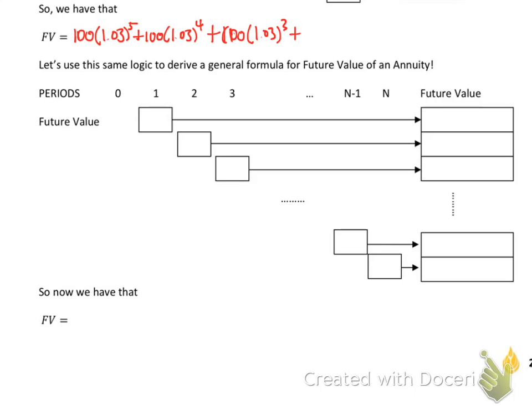You took 100 times 1.03 to the 5th, plus 100 times 1.03 to the 4th, plus 100 times 1.03 to the 3rd, and so on all the way till we get to the 100, which was the bottom box. And I can plug all of that into my calculator and get a quick answer of $646.84.